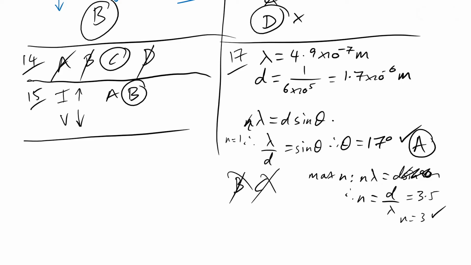So C isn't right. What about D real quick? If we had more lines per meter, that means d has gone down. Could it produce more orders? No, it couldn't. Because we know if we have a smaller grating spacing, then we're going to have more diffraction. So all of our angles are going to be bigger.